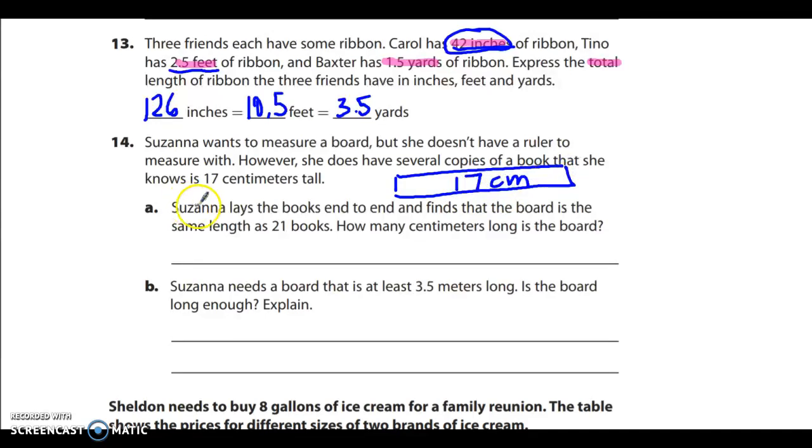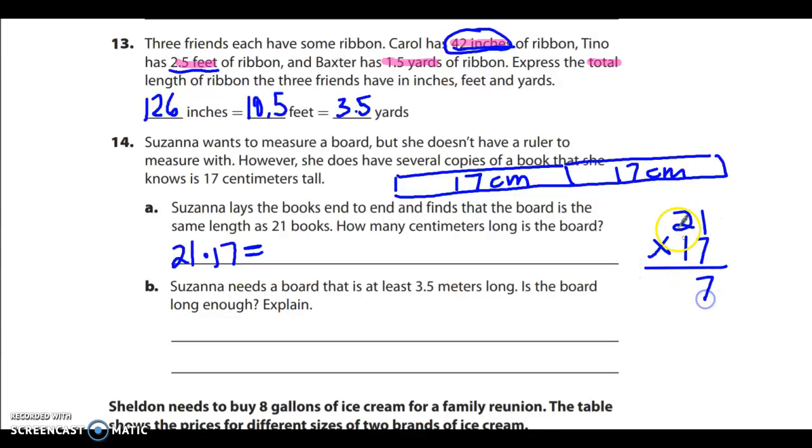Okay. Susanna lays the book end to end and finds the board is the same length as 21 books. So she's got, I'm just kind of painting a picture here, she's got 21 of these, and they're each 17 centimeters. So how many centimeters long is the board? That's a simple multiplication problem. It's a bunch of books that are 17 centimeters long. It's 21 of them. So it's 21 times 17. So I'm going to write how I get that. 21 times 17 is, and I'm going to do the math over here.